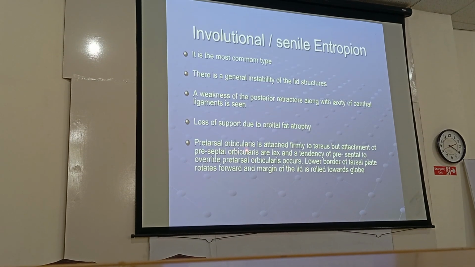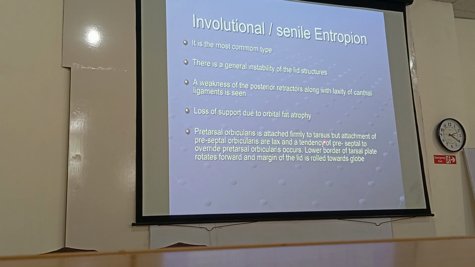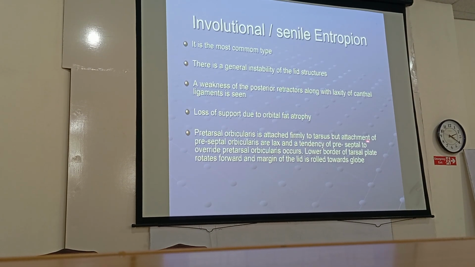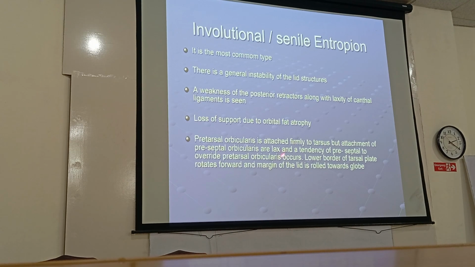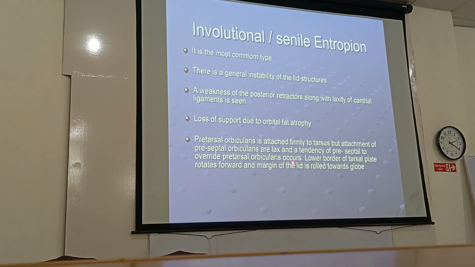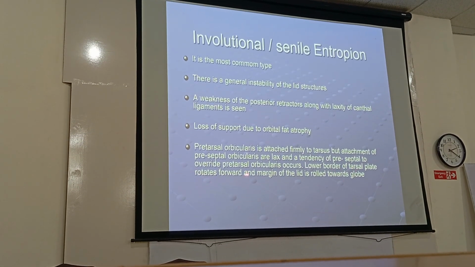Pre-tarsal orbicularis is attached firmly to the tarsus, but the attachments of preseptal orbicularis are lax, and a tendency of preseptal to override pre-tarsal orbicularis occurs. The lower border of the tarsal plate rotates forward and the margin of the lid is rolled towards the globe.